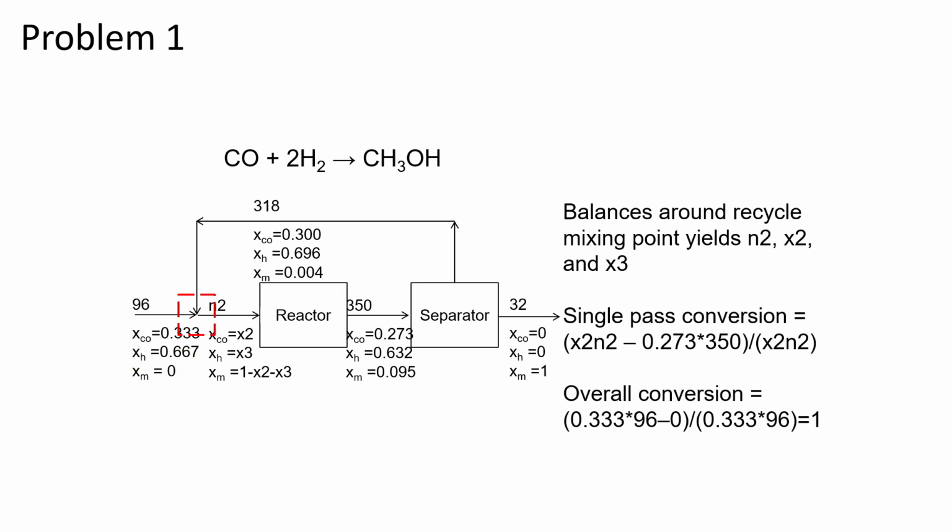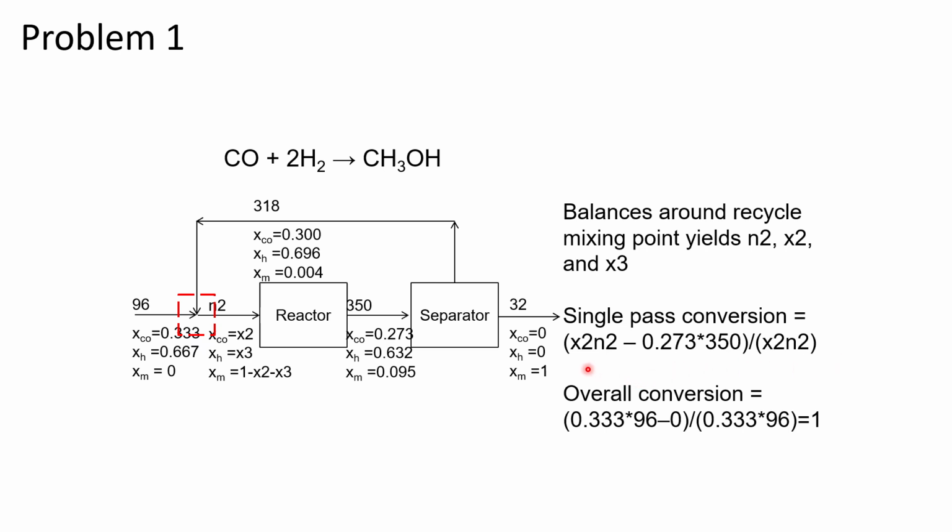Now, let's move on to the mixing point. And if we look at the mixing point here, we should be able to solve for the flow rate that leaves the mixing point, N2, by doing an overall mass balance. And we'll be able to calculate X2 and X3 by doing balances on the 3 species. 2 of those balances on the 3 species will allow us to solve for X2 and X3. And then finally from that, we're going to be able to calculate single pass conversion and overall conversion from the definitions of these 2. Let's go back and review this.